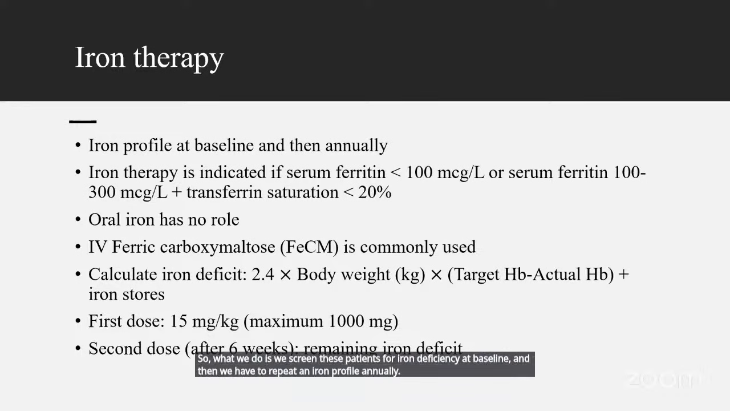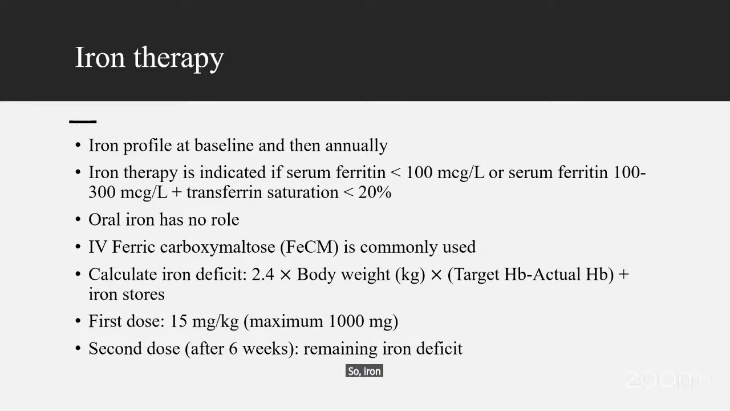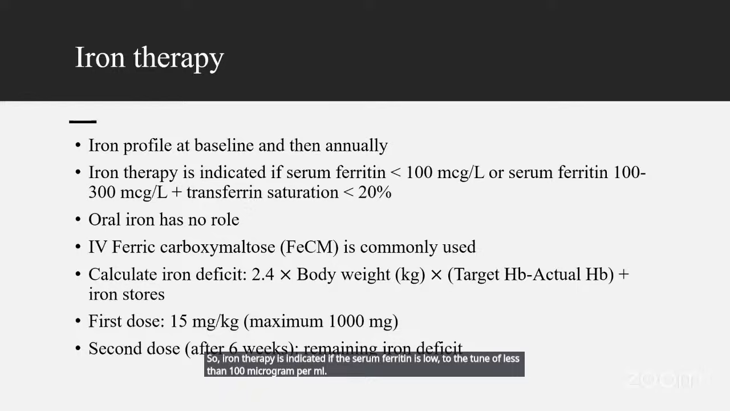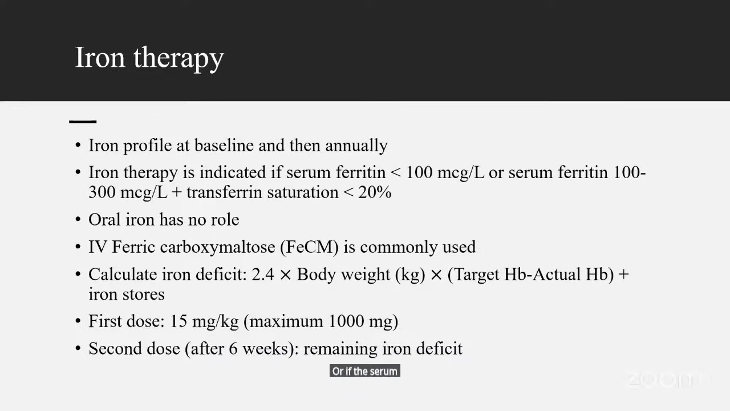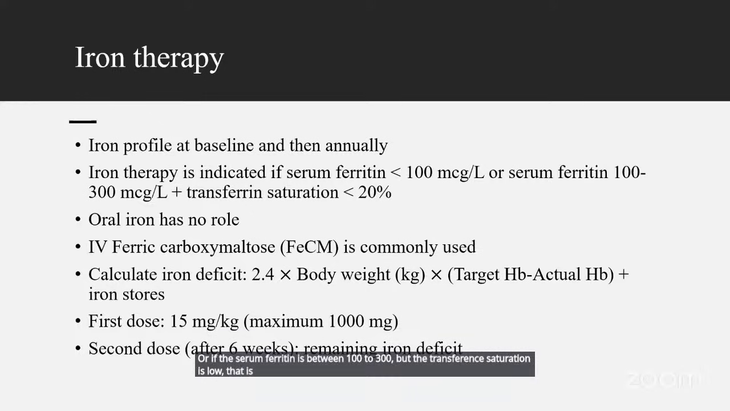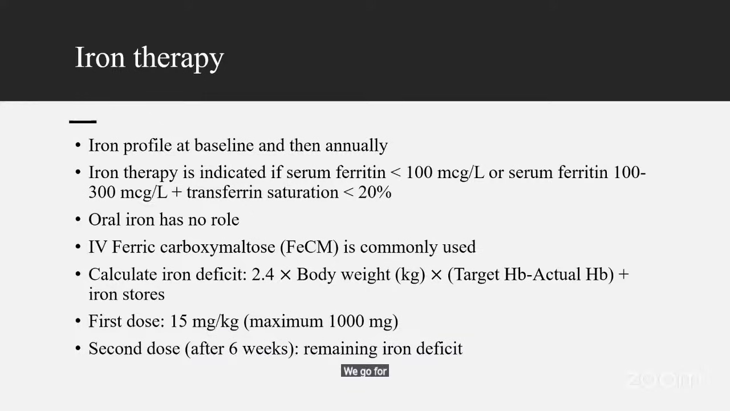So iron therapy is indicated if the serum ferritin is low, to the tune of less than 100 microgram per ml, or if the serum ferritin is between 100 to 300 but the transferrin saturation is low, that is less than 20%. We go for IV iron supplementation.